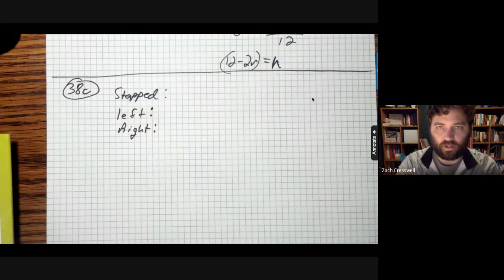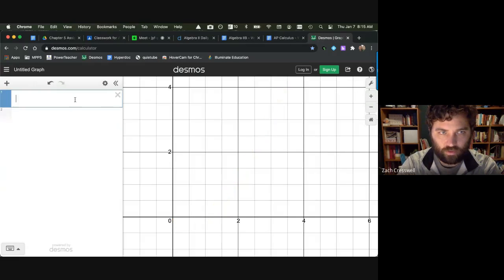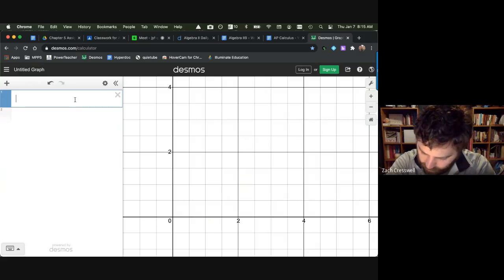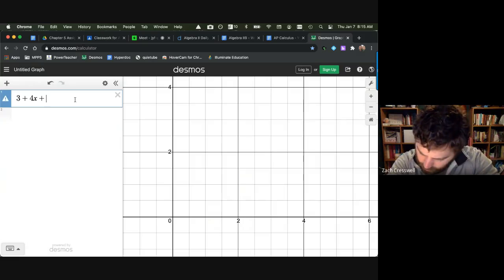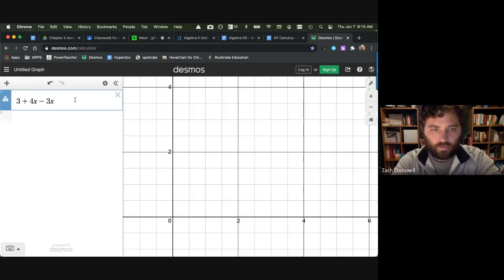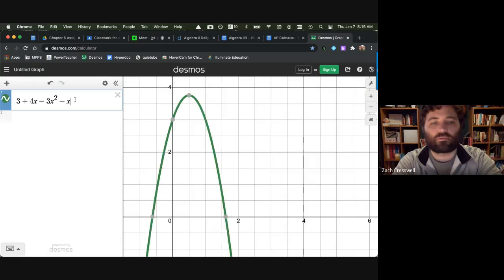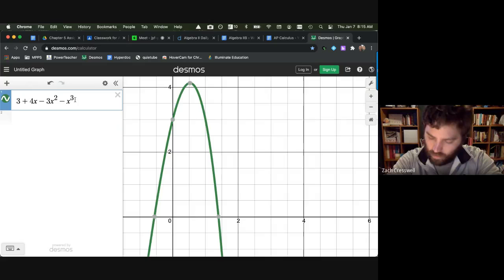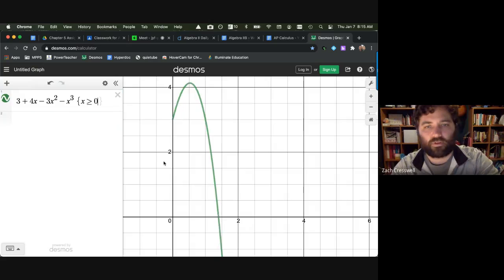We can quickly take a look at the graph just to close the loop on this problem. So what you're given here is 3 plus 4x plus or minus 3x squared, and then last is minus x cubed. And of course, with Desmos, we can only look at the relevant part of the graph, which is when x is greater than 0. So this is what we have.